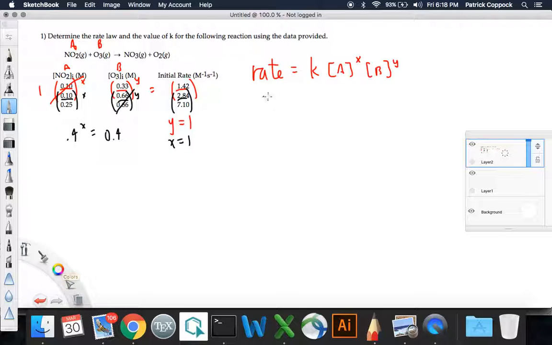All right, so if that's the case, then we know this: the rate is equal to K, A. I'm going to go ahead and put what A is in now. It's NO2 raised to the 1, ozone raised to the 1, right? And so let's take a specific example of that. Let's just take the first row, 1.42, can you see that?